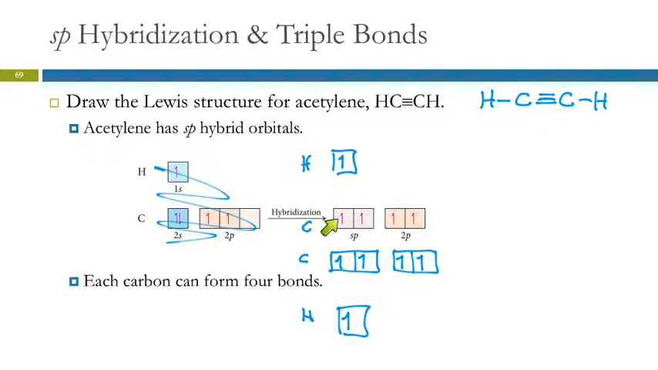So this carbon, one of its hybrid orbitals can overlap with hydrogen. The other hybrid orbital is going to overlap with one of the other carbon's hybrid orbitals. And then this carbon is going to overlap with hydrogen. The two unhybridized p orbitals from both carbons are going to overlap with each other, forming pi bonds.